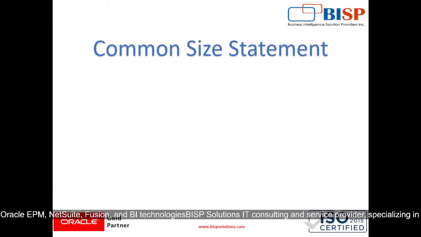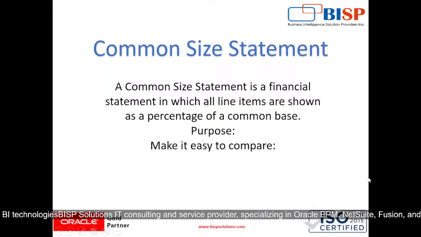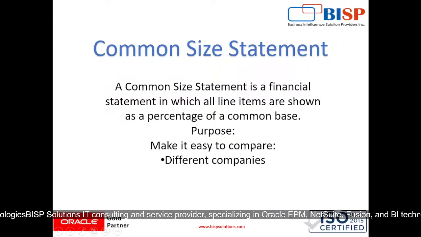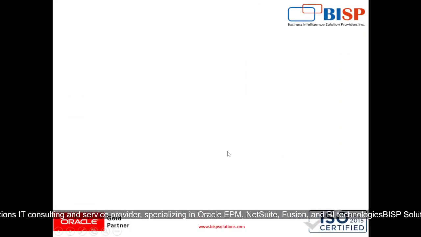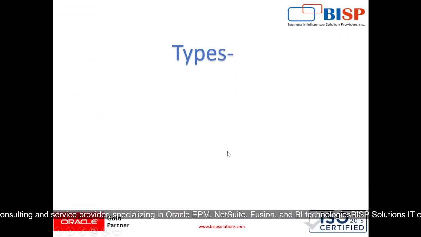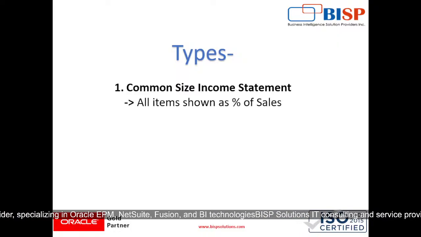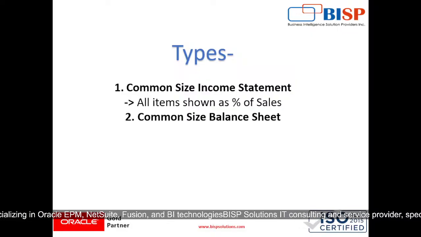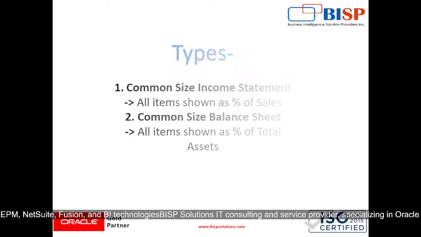Then comes our common size statement, where a common size statement is a financial statement in which all line items are shown as a percentage of a common base. Its purpose is to make it easy to compare different companies, or the same company over time. The types of common size statement we come across are the common size income statement, where all items are shown as a percentage of sales, and the common size balance sheet, where all items are shown as a percentage of total assets.